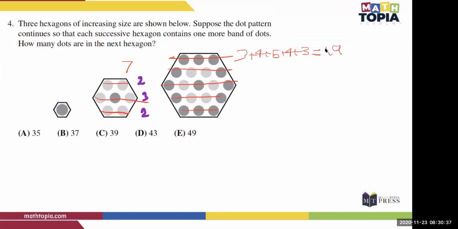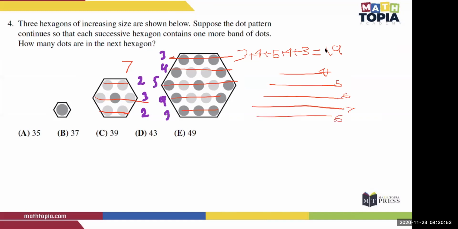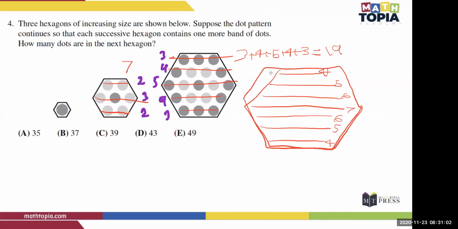So hexagon 4 should have a similar pattern. Since hexagon 2 started with 2 dots and hexagon 3 started with 3 dots, we can predict hexagon 4 will start with 4 dots. We'll have 4 plus 5 plus 6 plus 7 plus 6 plus 5 plus 4. Adding these numbers up, we get 37, which is B.